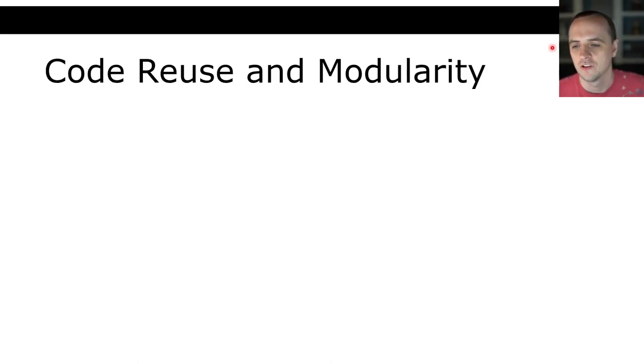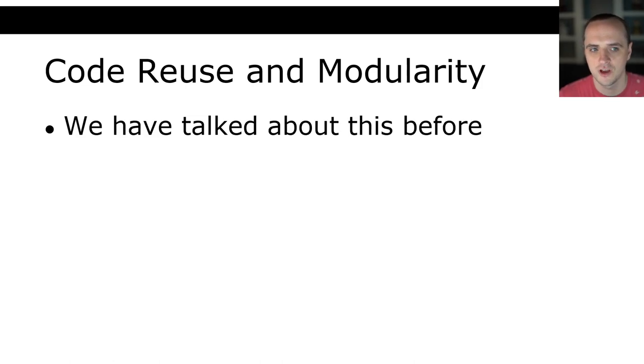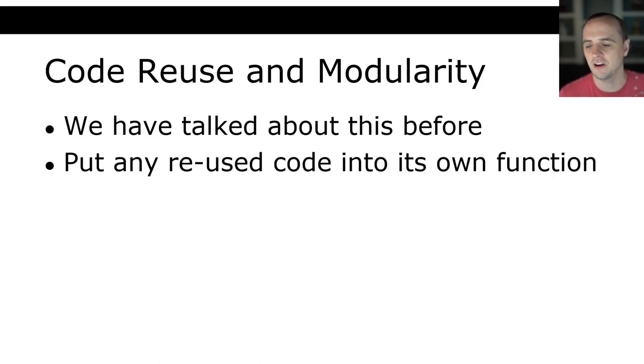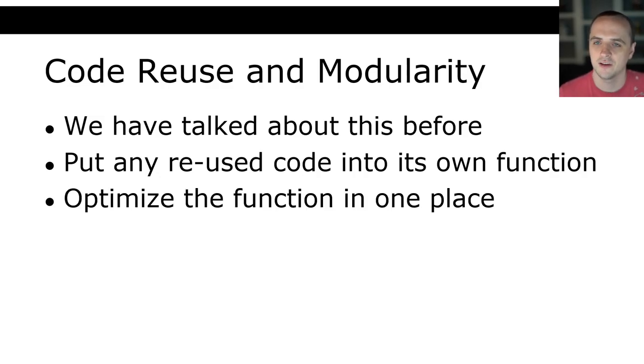Okay, so code reuse and modularity. We've talked about this a bit before in the course. Any time you have reusable code, put it into its own function. Inline that function if you have to, but just put it into its own function. That way, if later on you find some optimizations that you can do for that piece of code, you put the optimizations in the function, and now everywhere you call that function, you're using the optimized code.